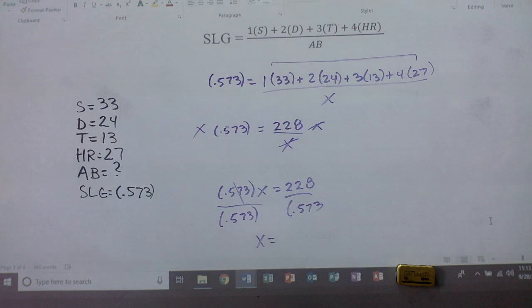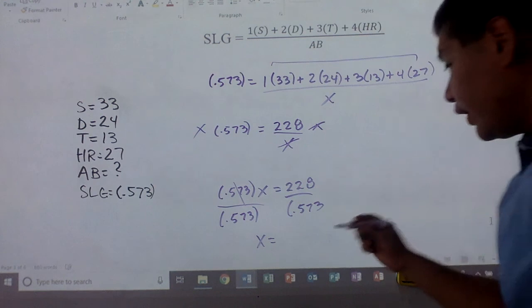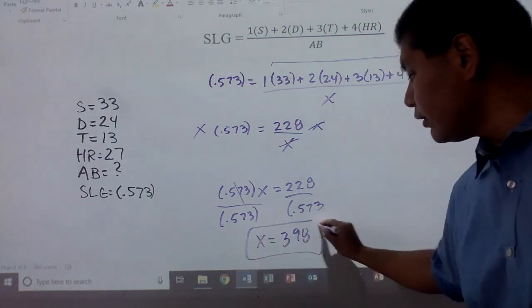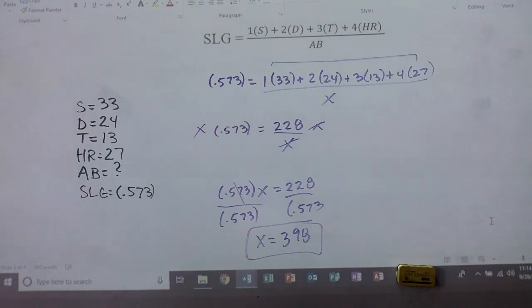Since I was not ready, let me do it right now. 228 divided by 0.573. Like I said, round the answers to the nearest whole number. So my final answer, 398 at-bats. This is the lesson about slugging average.